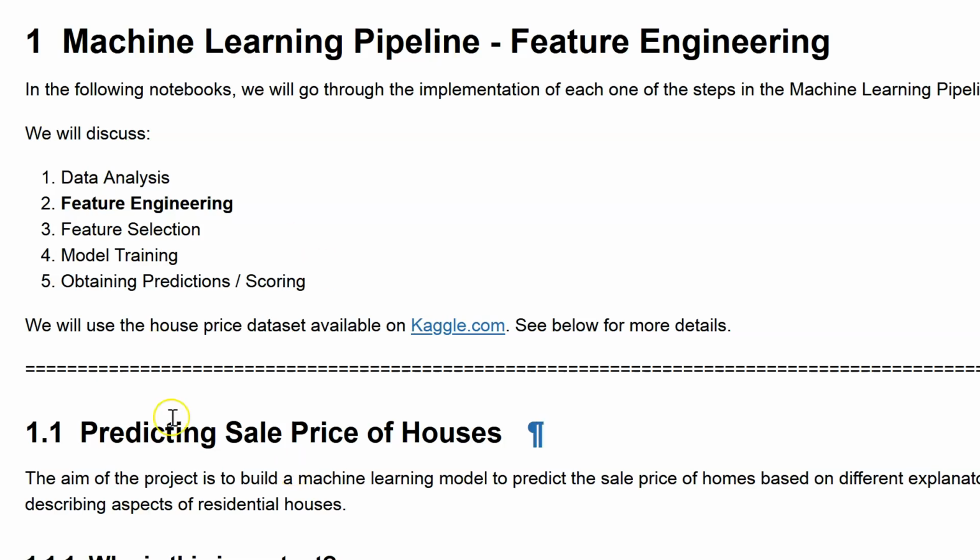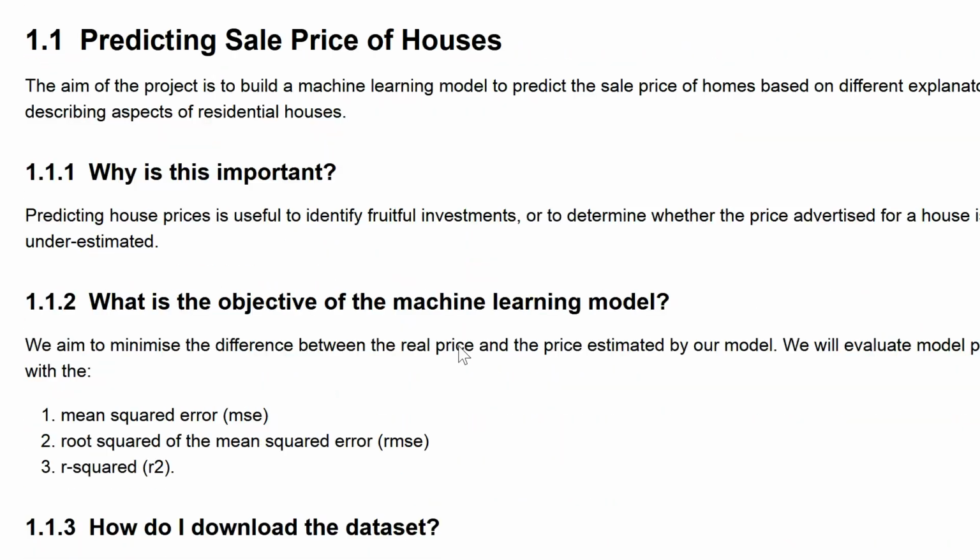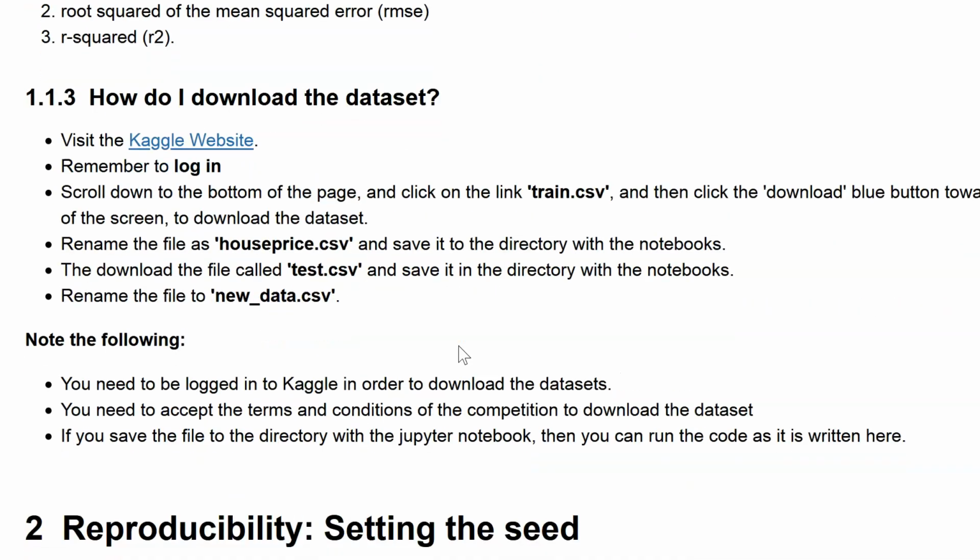Over this and the next few videos, we're going to discuss this notebook where we implement feature engineering or feature transformations over the house prices dataset from Kaggle. If you haven't downloaded the dataset yet, you can find instructions on how to do so here and also in section 1 in the lecture called Download Dataset.